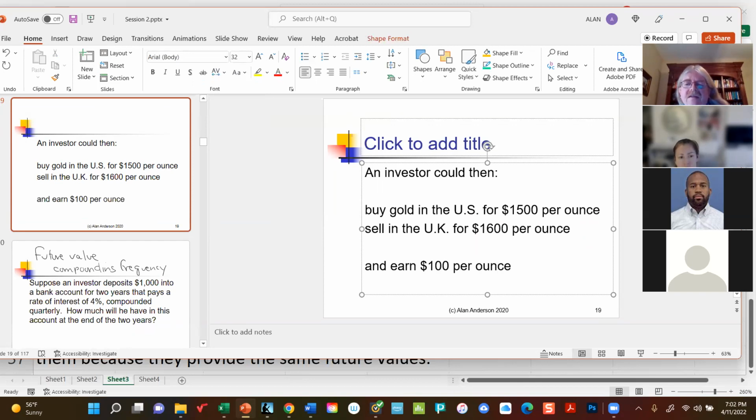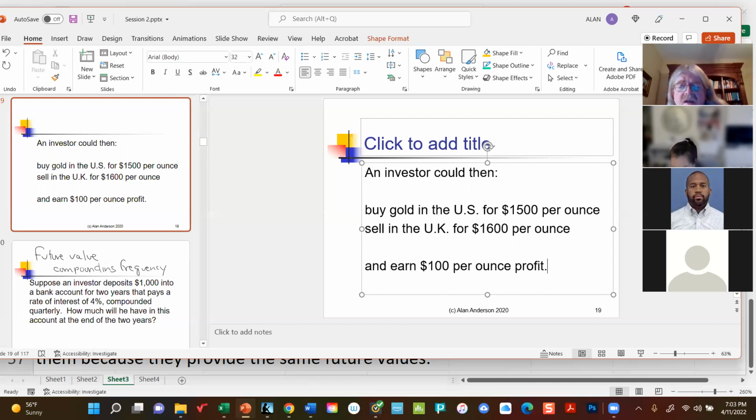Now, of course, in practice, you would have to subtract the cost of shipping the gold overseas, but this is an arbitrage because it comes about because it is not priced correctly in the two countries. It's too cheap in one country and too expensive in the other. And so the spread between the two is a profit that should not exist, but we're able to get this profit because we notice that the price is too low in the US and too high in the UK. And so this is what we call an arbitrage profit.